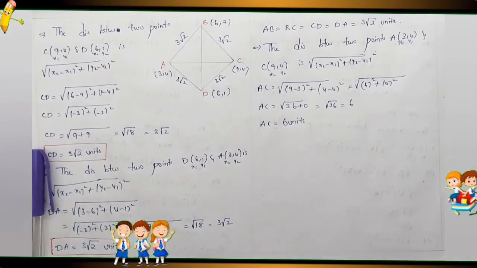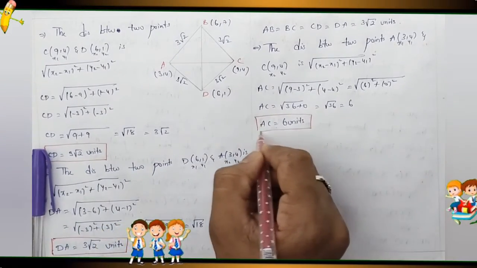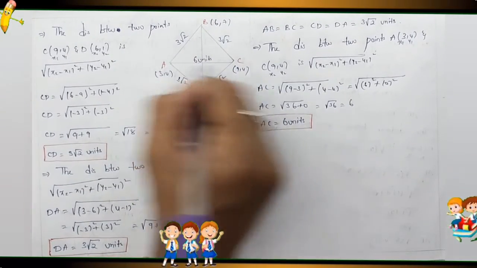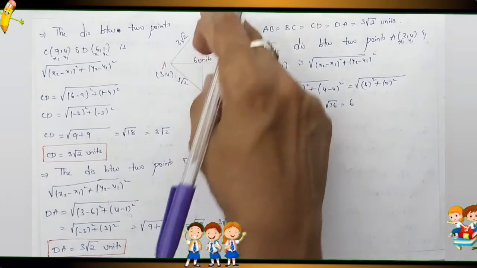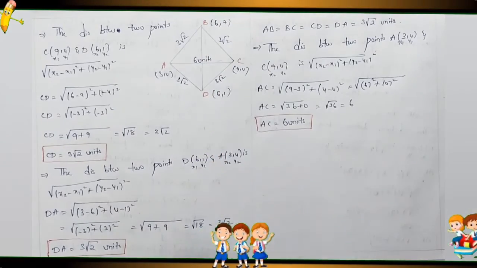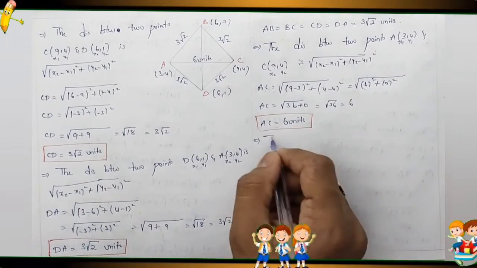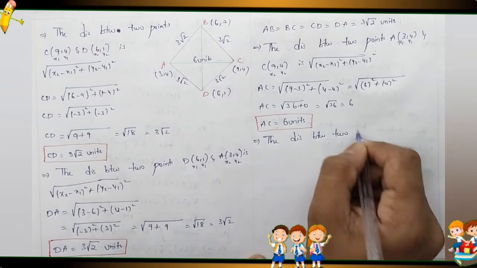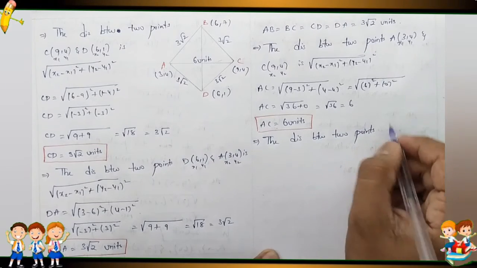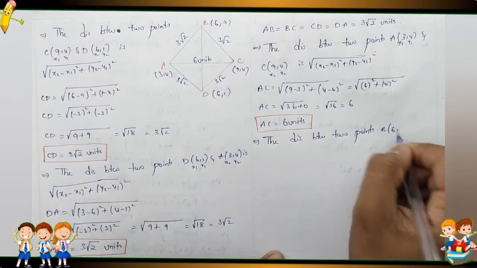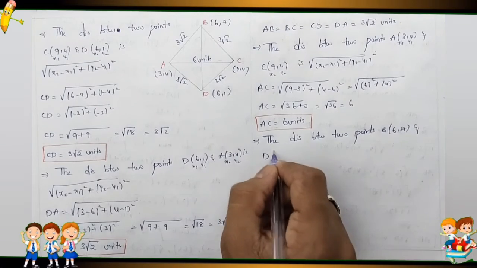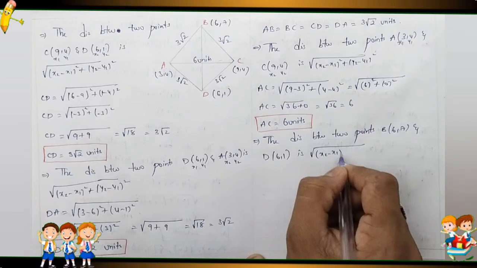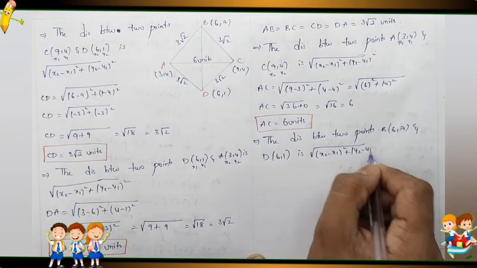Now we got the AC value, 6 units. This is the distance from A to C, 6 units. Now you can find out the BD value. The distance between two points, BD value how much? B is (6, 7) and D is (6, 1). The formula is the square root of (x2 minus x1) whole square plus (y2 minus y1) whole square.